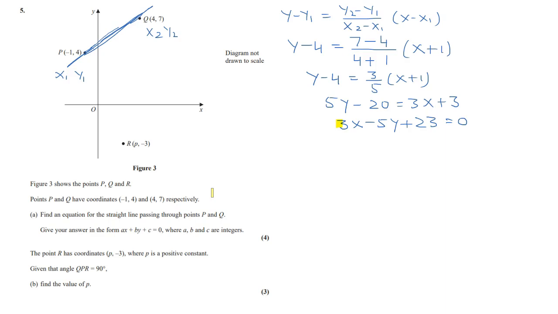Now part B. The point R has coordinates P and -3, where P is a positive constant. Given that angle QPR is 90, this angle is 90. So this is a triangle. Find the value of P.